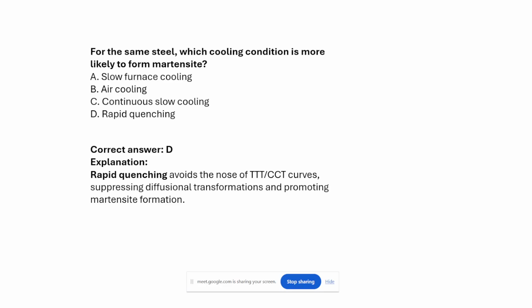For the same steel, which cooling condition is more likely to form martensite? Slow furnace cooling? No, in this case we will form coarser pearlite. Air cooling gives finer pearlite. Continuous slow cooling is also maybe in between. Rapid quenching will produce the martensitic phase.